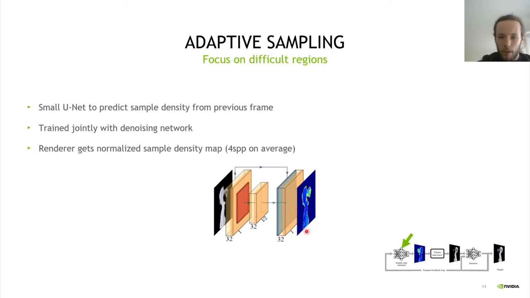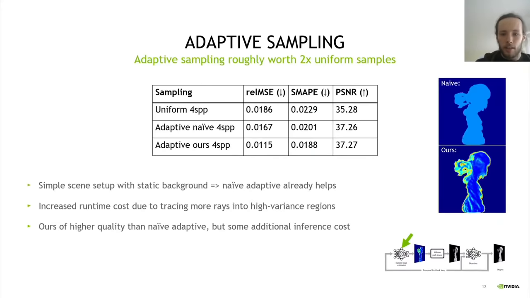And it then predicts the normalized density sample map. So the renderer will then trace more rays into the interesting regions. And then the denoiser has easier work, since the difficult regions are sampled better. And that turned out to provide way more quality improvement than the feature guides, for example. So we observed that adding adaptive sampling was roughly worth 2x of uniform samples. And so that turned out way better.